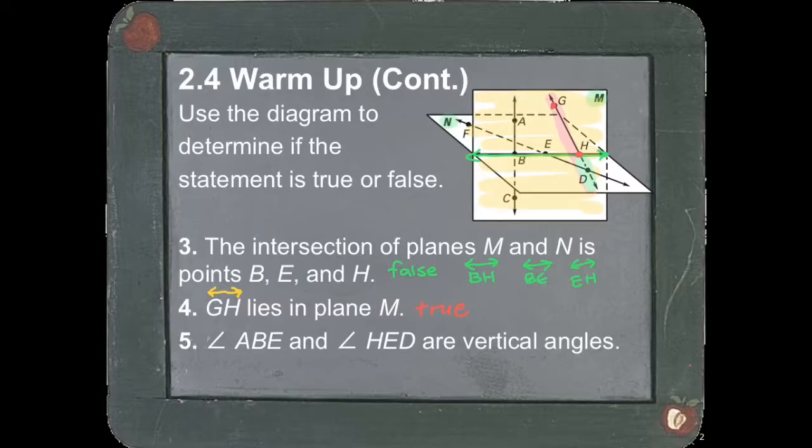Number 5 says angle ABE and angle HED are vertical angles. So ABE is this angle here, and HED is this angle here. So if I extend the sides of this angle, I actually get this angle here. That would be its vertical angle, which means that this is false.